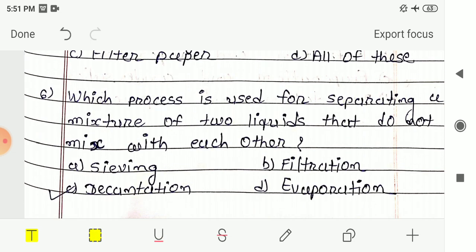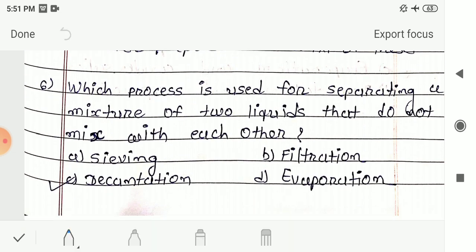Next, sixth number, which process is used for separating a mixture of two liquids that do not mix with each other? If the two liquids are not mixing with each other, like oil and water, then which method will we use? The options are given to you, that is sieving, filtration, decantation and evaporation. So the answer here is given to you, that is decantation.